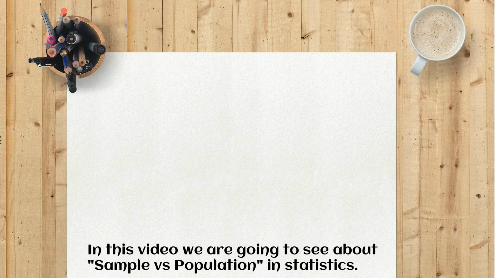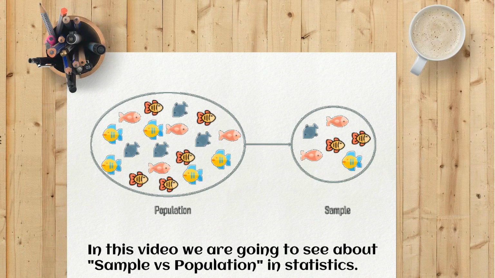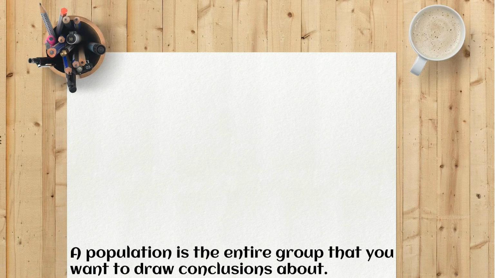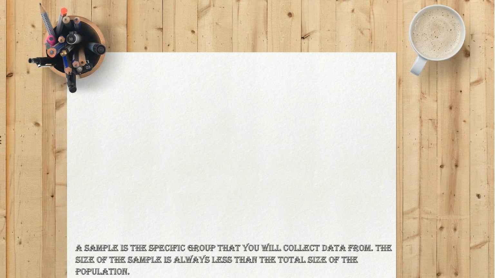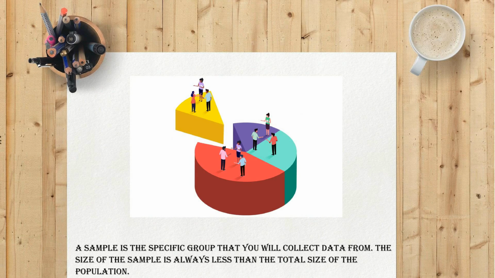In this video, we are going to see about sample versus population in statistics. A population is the entire group that you want to draw conclusions about. A sample is the specific group that you will collect data from. The size of the sample is always less than the total size of the population.